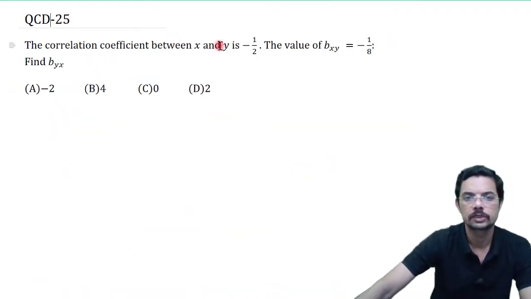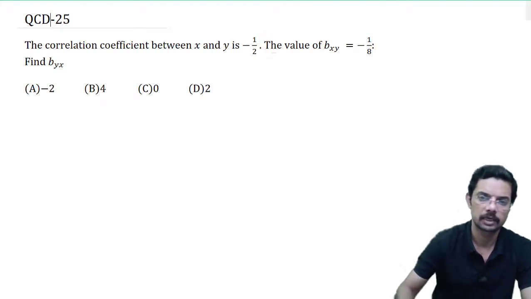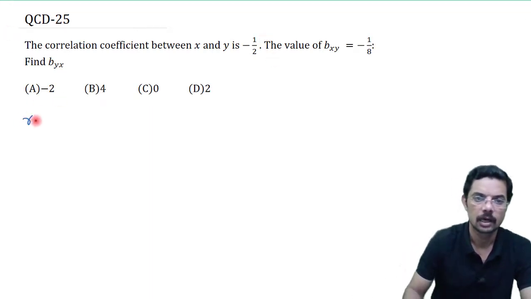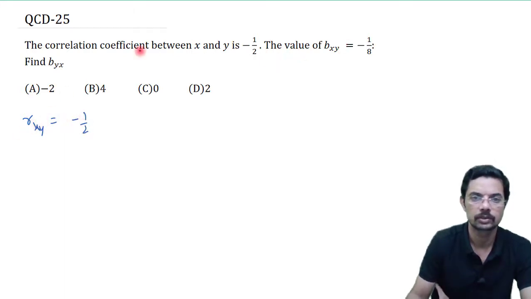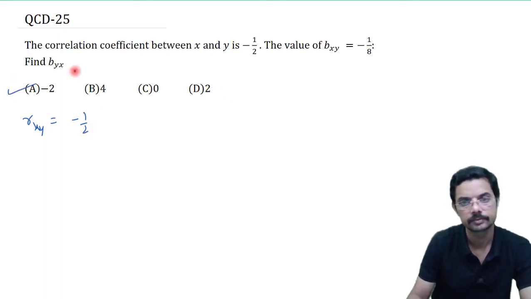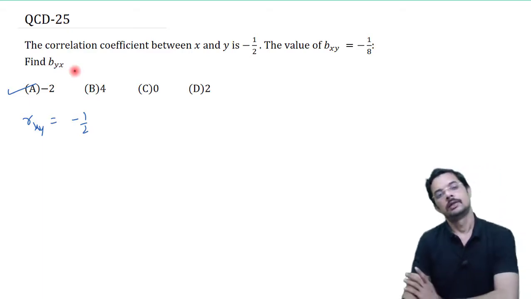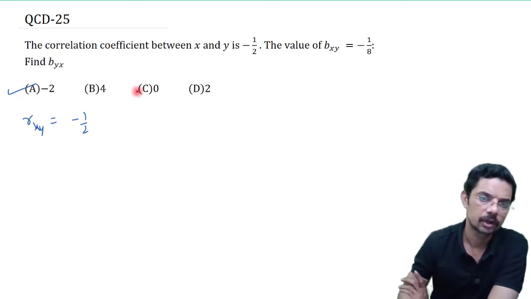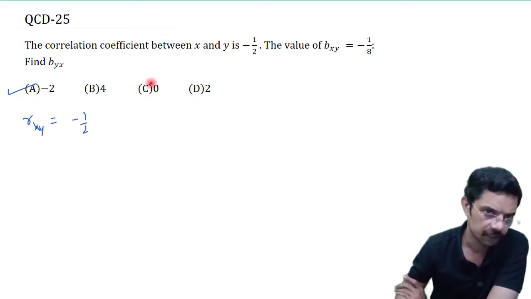The correlation coefficient between x and y is given to you as minus 1 by 2. So what we have here is rxy is equal to minus 1 by 2. Correlation coefficient is negative. Therefore, both the regression coefficients should be negative. So this is positive, this is positive, this is positive. This should be your answer. So this is one way, but what if you have two of them as negative? Then the finding will become difficult.